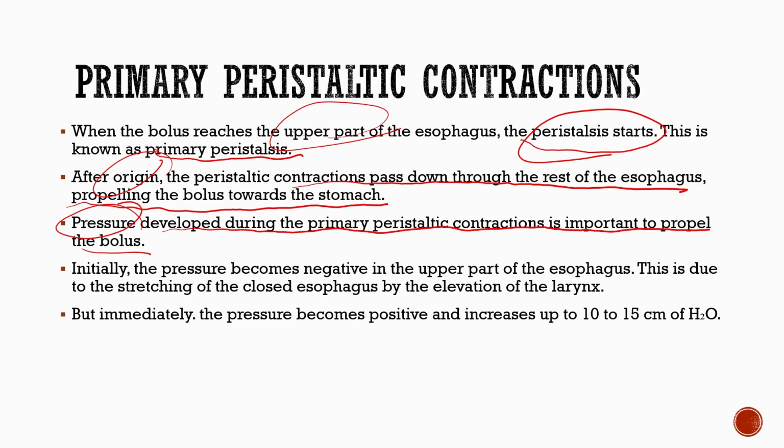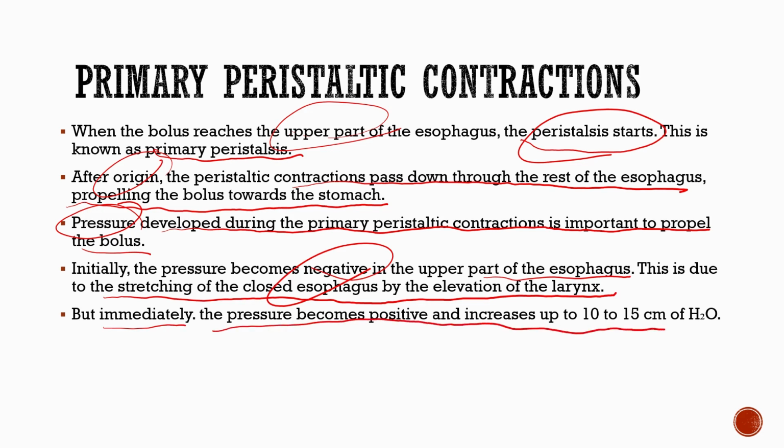So pressure is very important in the oral cavity, in the pharynx, in the esophagus, and anywhere else in the body. Initially, the pressure becomes negative in the upper part of the esophagus. This is due to the stretching of the closed esophagus by the elevation of the larynx. But immediately the pressure becomes positive and increases up to 10 to 15 centimeters of H2O.